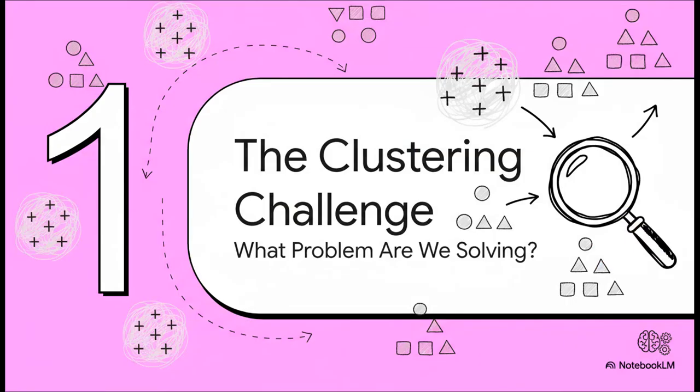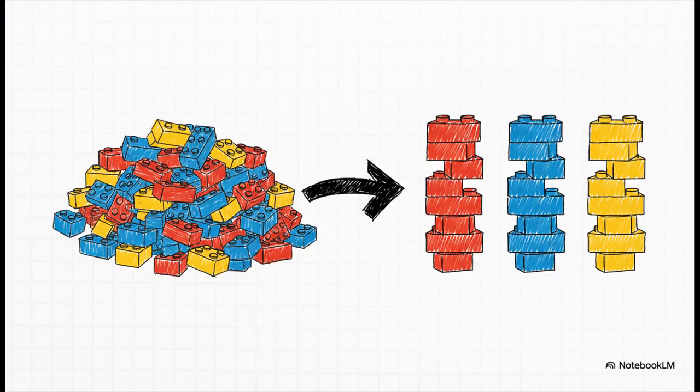Okay, first things first, what is this clustering challenge? What's the actual problem that an algorithm like K-means was even built to solve? The goal really is to automatically group similar things together.